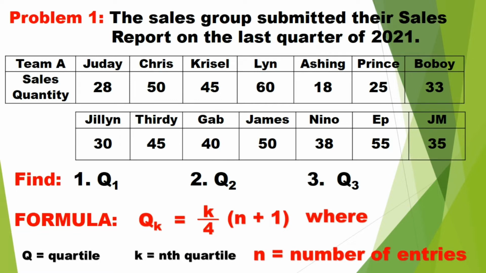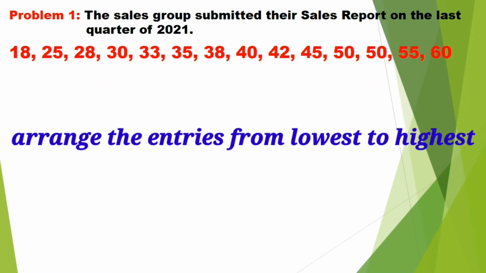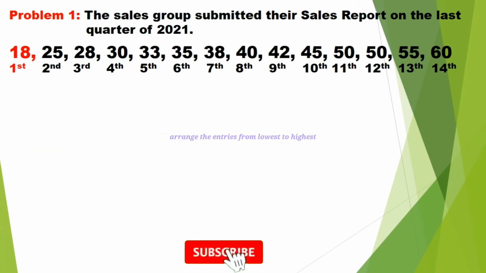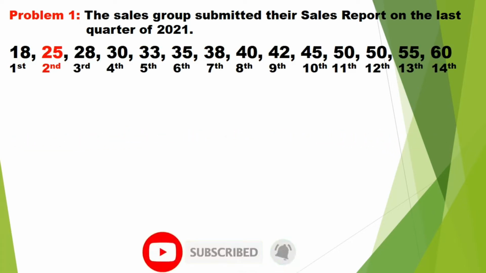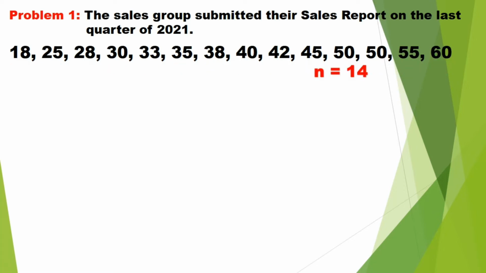Again, before we solve for the quartile of the data, we must rearrange the entries from lowest to highest, where 18 is the first term, 25 is the second term, 28 is the third term, and 60 is the last or 14th term, meaning N for this data equals 14. Let us now start solving. Number 1, find Q sub 1 or the first quartile.